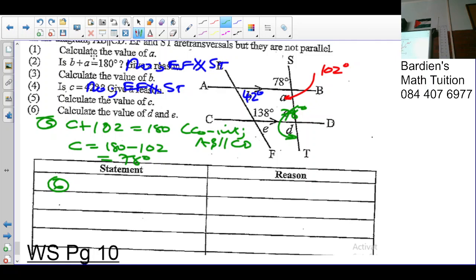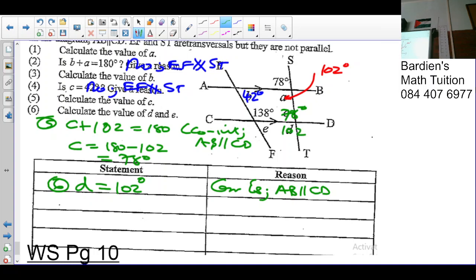Any confusion? No? So you're saying that D is equal to 102, these corresponding angles, with AB being parallel to C. So there's 102.